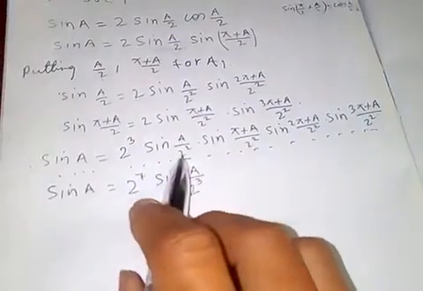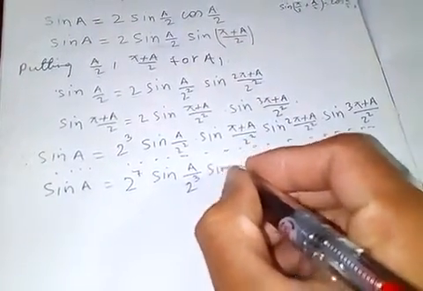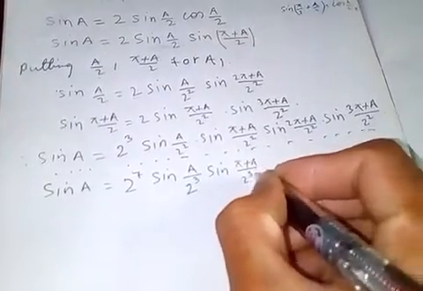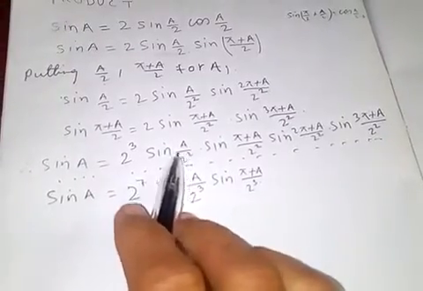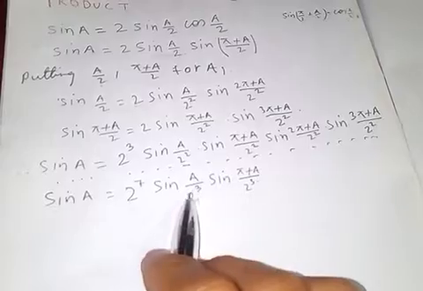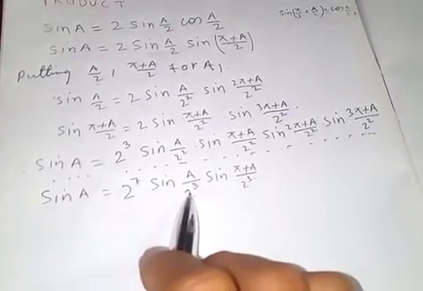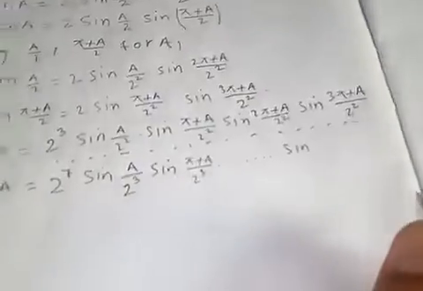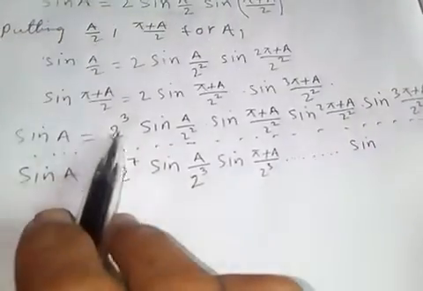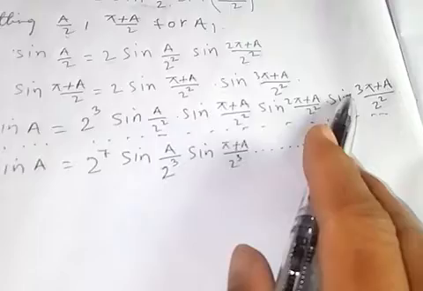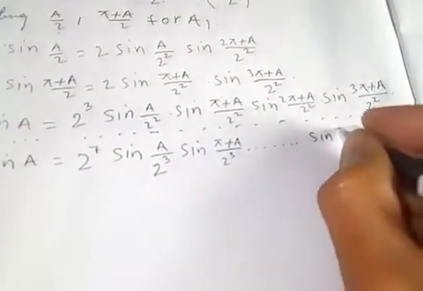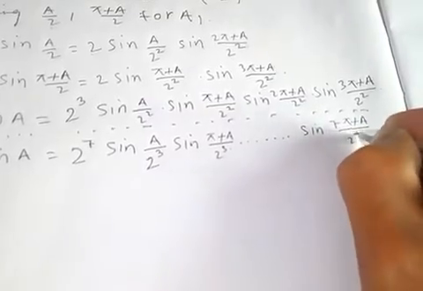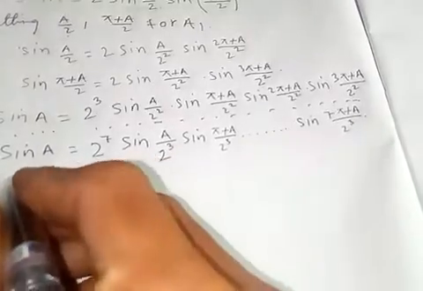And sine of pi plus A over 2 cubed. If you see this, 2 squared means 4, so 1, 2, 3, 4, four terms. With 2 cubed it will be 8, so it will have 8 terms, so this will go up to sine of, and if you see here, 2 squared means 3, here it ends with 3, so if 2 cubed means it will end with 7, sine of 7 pi plus A over 2 cubed. Okay, now this will go on.